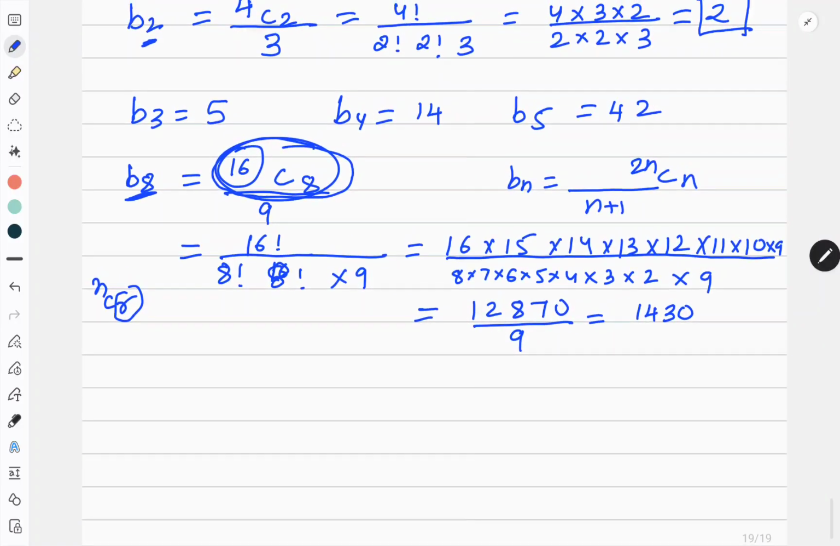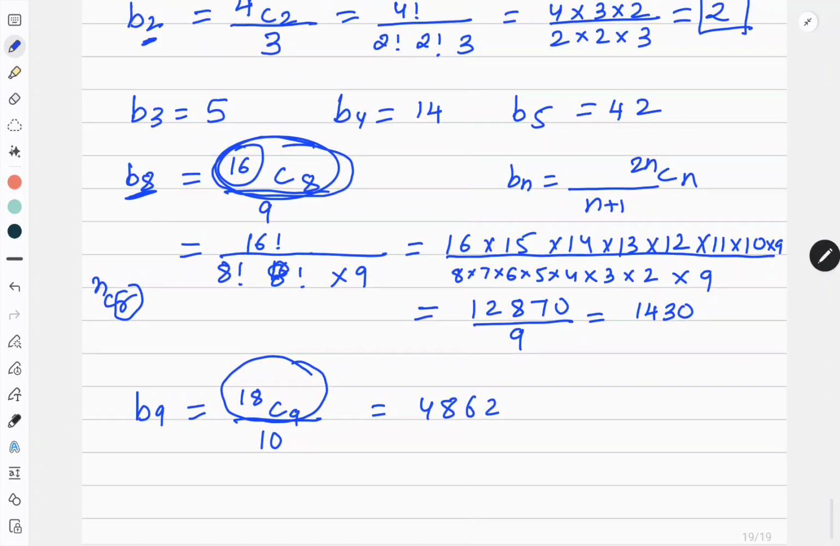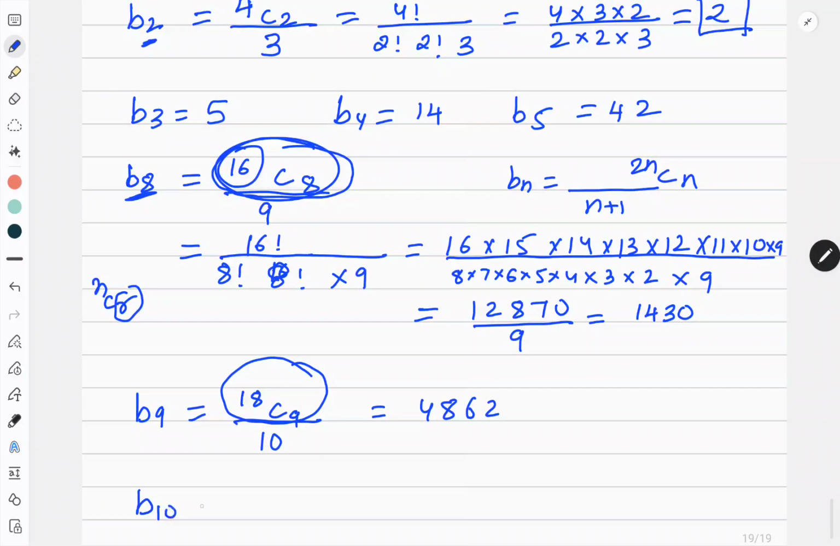Similarly, I can find the value of B9. Putting in the formula, 9 2s are 18, so 18C9 upon 9 plus 1, which is 10. So in the calculator, find the value of 18C9 and then divide by 10. So you will get 4862. Similarly, you can find the value of B10. Putting n equal to 10, it is 20C10 upon 11. So this value will be 16796.